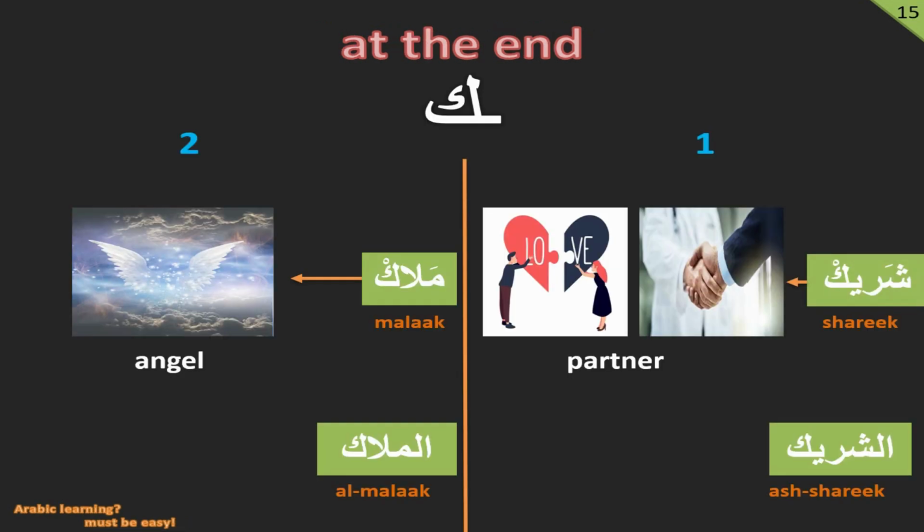Next, we have two examples of the third form of kaf, but at the end of the word, which is the noun sharik. So, fatha on sheen, and sukun on kaf. Sharik means partner in general, but it can be used in reference to love partner or work partner or whatever, and the partner would be الشريك. So لام شمسية, because the first letter in the word is sheen.